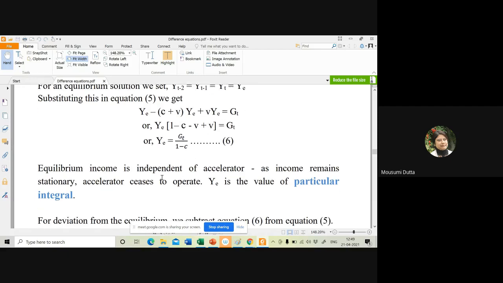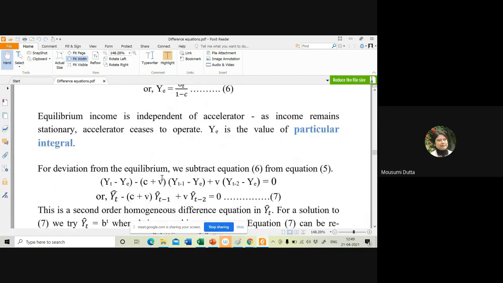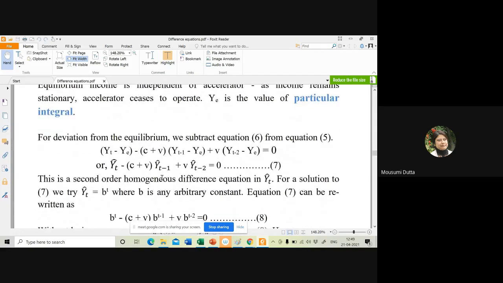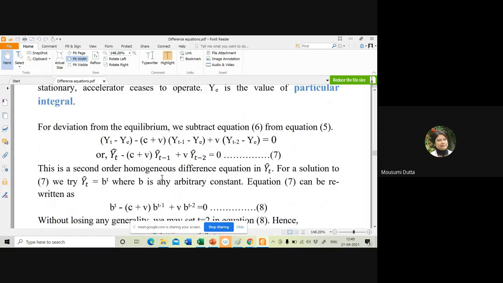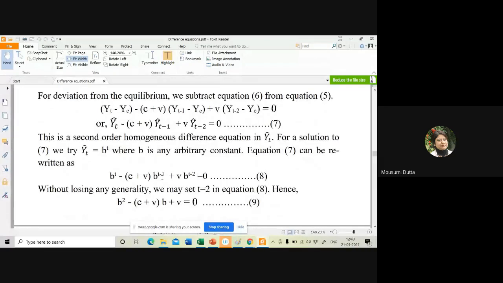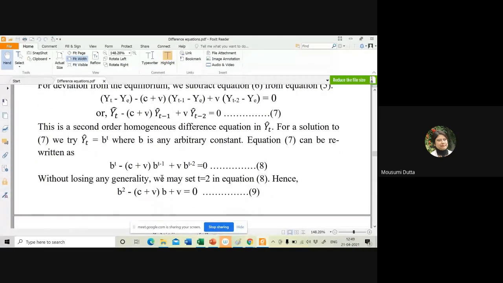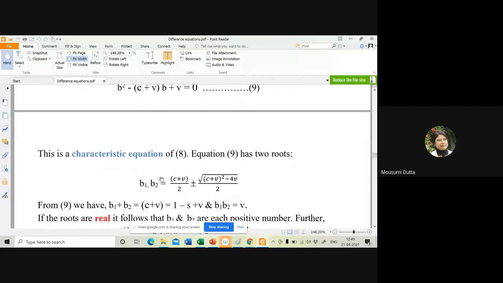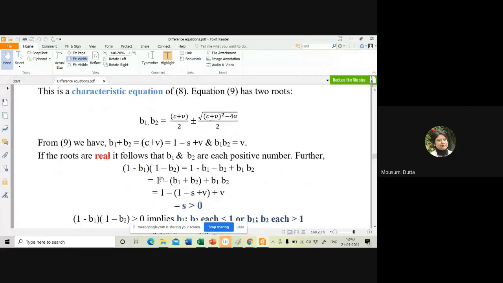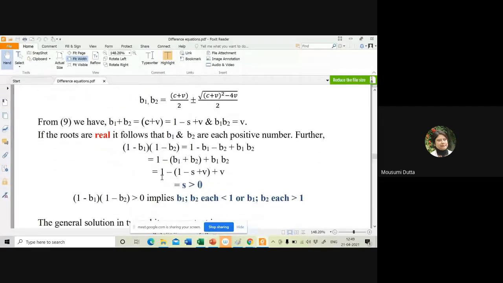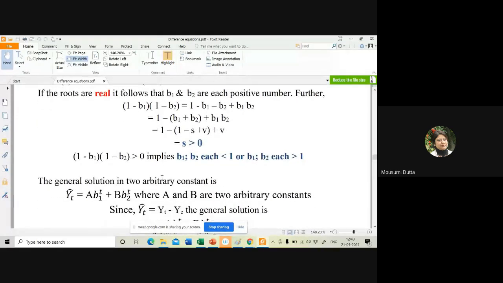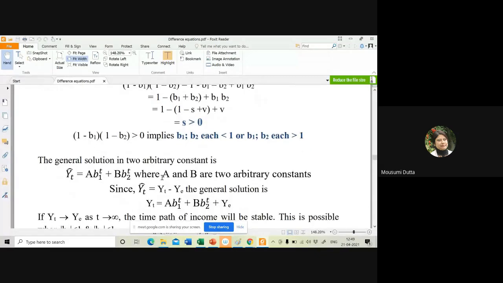I'll not move further. Actually, as I mentioned, I have to consider the difference between YT and YE. I'll go for the hat operation. Then I'll find the characteristic equation. I'll derive the quadratic relevant here. And after that, I'll talk about the roots. And then we will consider B1 plus B2, B1 into B2, 1 minus B1 into 1 minus B2. Okay, and after that, the CF part.